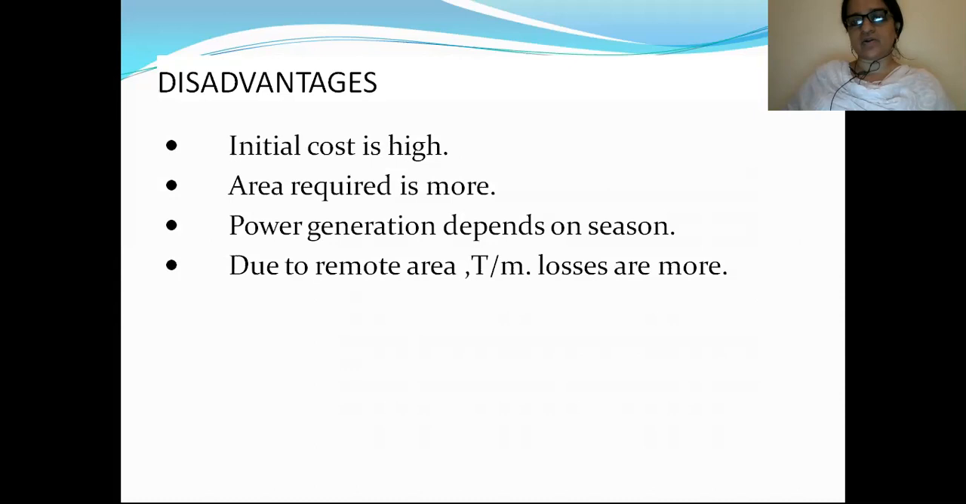Whereas in a hydroelectric power station, power generation definitely depends on season. In summer, as there will be no rainfall, we will be in short of water, so definitely we can't generate electricity. This means this plant cannot be used as a base load power plant. A base load power plant should supply throughout the year, like thermal and nuclear power plants.